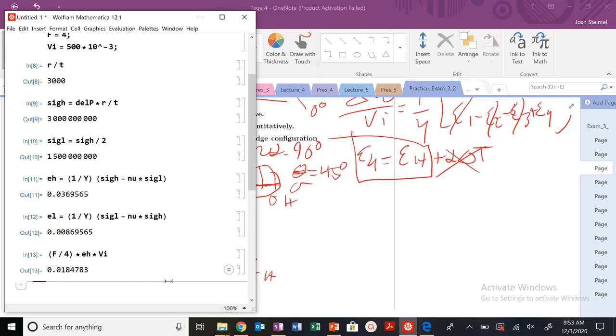So again, when you're doing these thin wall pressure vessel problems, hopefully they're fairly straightforward as you work through them. But yeah, that's essentially our solution for this problem.